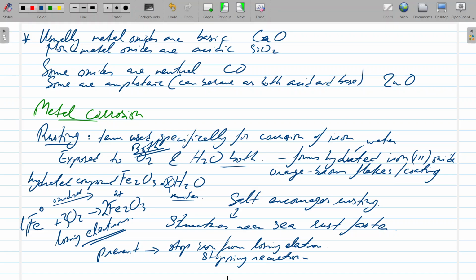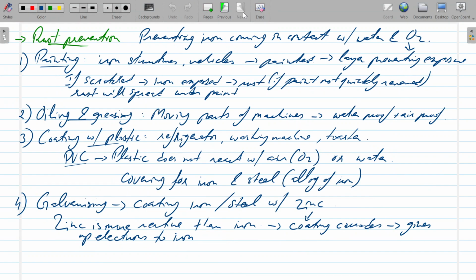That's what's happening over here. The zinc is giving up electrons to iron, to prevent it from rusting. It is stopping the rusting. It is preventing the rusting. Zinc is used as a protective cover or a layer. So zinc is reacting instead of the iron. Good job, Haram. Proud of you.